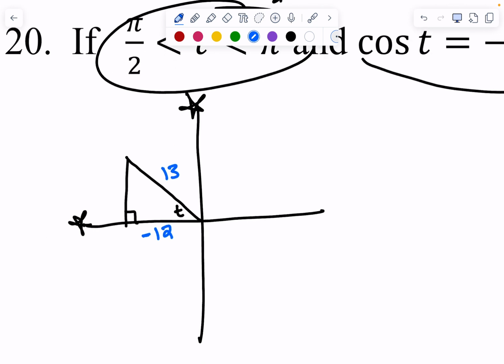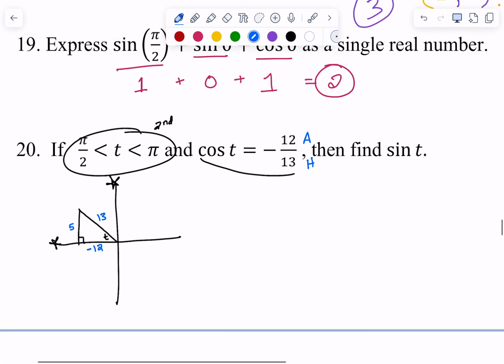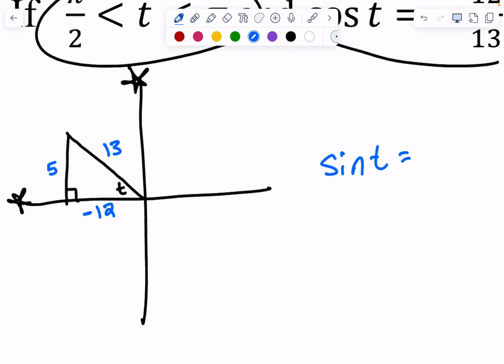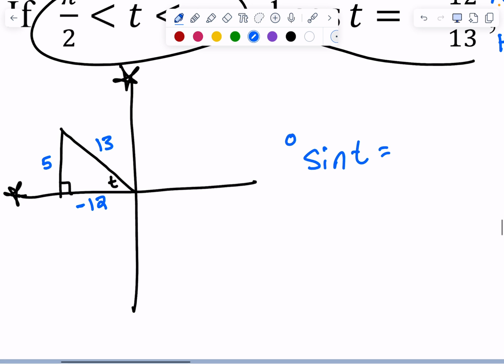12, 13, 5. Okay, now, is the 5 positive 5 or negative 5? Positive, because he's going up, right? Okay, so that's what I label, and then I want to find sine of t, right? So sine is opposite over hypotenuse, negative 5 over 13. Positive 5 over 13. That's all. Got it?